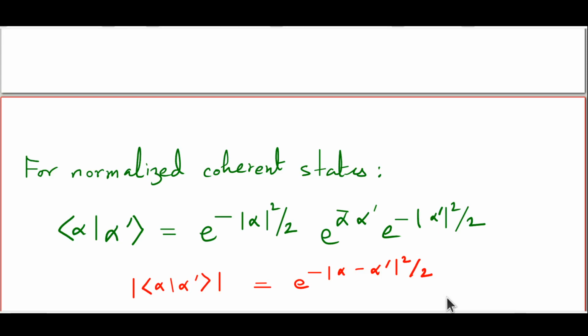But do note one very important thing. If alpha and alpha prime are far away from each other on the complex plane, then modulus of alpha minus alpha prime is nothing but the distance between those 2 points, and that becomes a large positive number. So e to the power minus modulus square of alpha minus alpha prime divided by 2 becomes very, very tiny. So although these coherent states are not really orthogonal to each other, they become approximately orthogonal as long as alpha and alpha prime are points which are distant from each other on the complex plane.